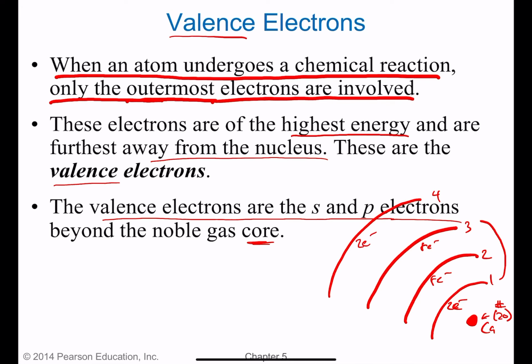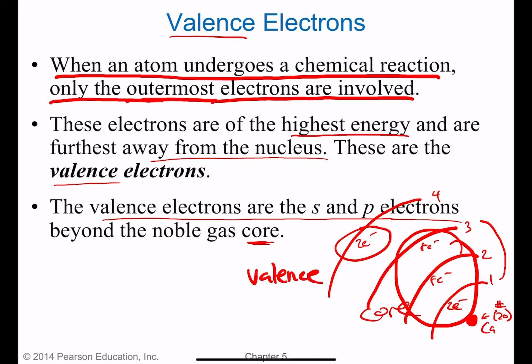We are saying that these electrons here are the core electrons, and these electrons out here on level 4 are the valence electrons. And it's these 2 valence electrons that participate in chemical reactions. So valence electrons are the electrons furthest away from the nucleus on that outermost energy level, and the core electrons are everything that's closer to the nucleus. Core electrons do not participate in chemical reactions.